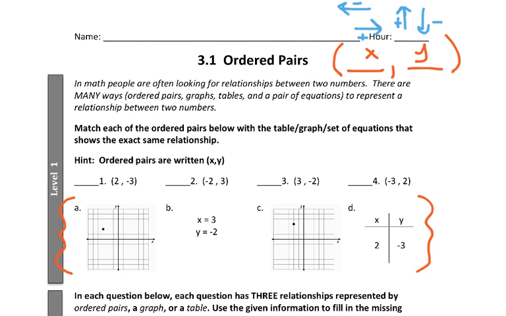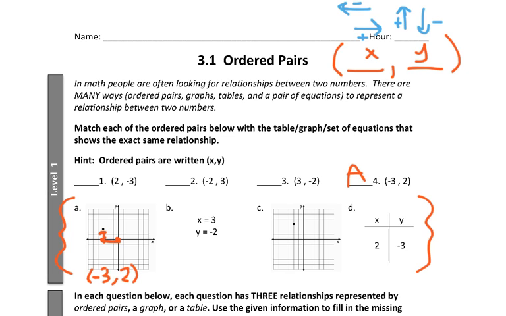I mentioned that because, with ordered pairs, we always start at the origin, at the 0, 0 point right here. And we need to go to the left and right first. So it looks like we're going to the left 3 and up 2. Since we went to the left 3, we know our x number is going to be negative 3, and we went up 2, so our y number is positive 2. Okay, so that looks like it matches with number 4.